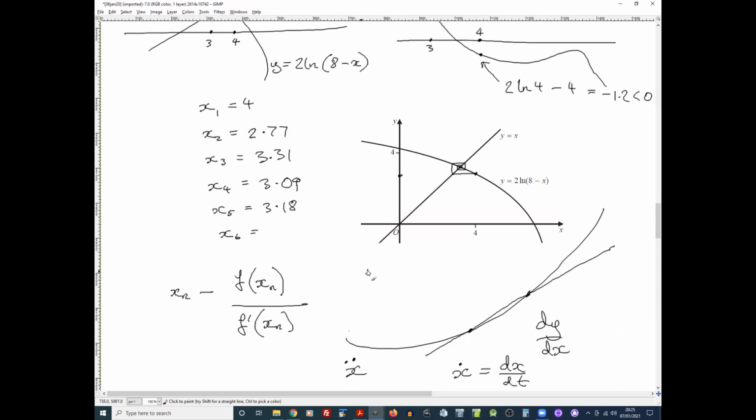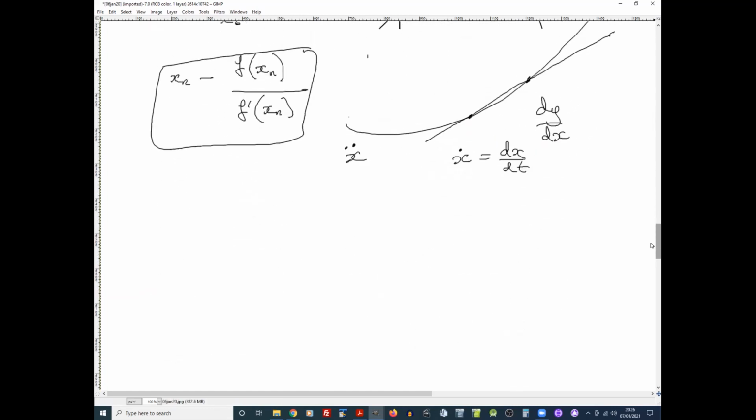So yeah, Newton-Raphson. I've no idea who Raphson is, but anyway, that's the Newton-Raphson iteration formula. I think it's in the booklet. Well, it's not impossible to remember, really. It's not impossible to understand either. It's quite nice.